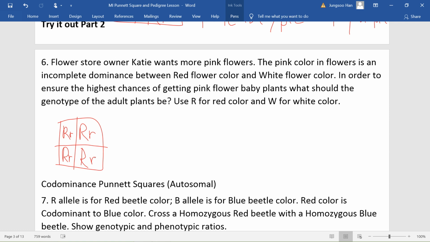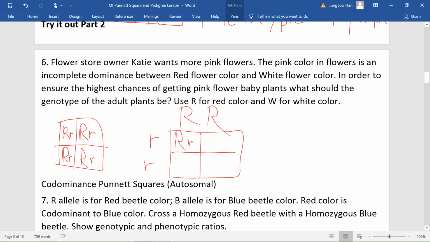So in order to do that, one of the flowers has to be big R, and the other flower has to be little r, little r. Okay. If it's like that, then 4 out of 4 of those boxes are going to be pink flowers, so that's 100%. So if you cross a red flower with a white flower, and this is incomplete dominance, then 100% chance that you're going to have baby flowers that are pink, okay?